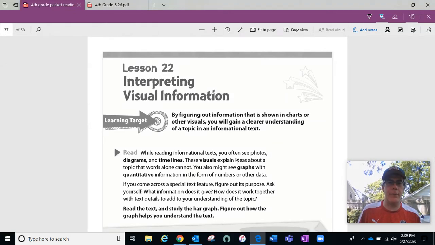We're reviewing fourth grade reading at home learning lesson 22, interpreting visual information. This is on pages 37 and 38 of your reading packet, or the reading portion of your packet.